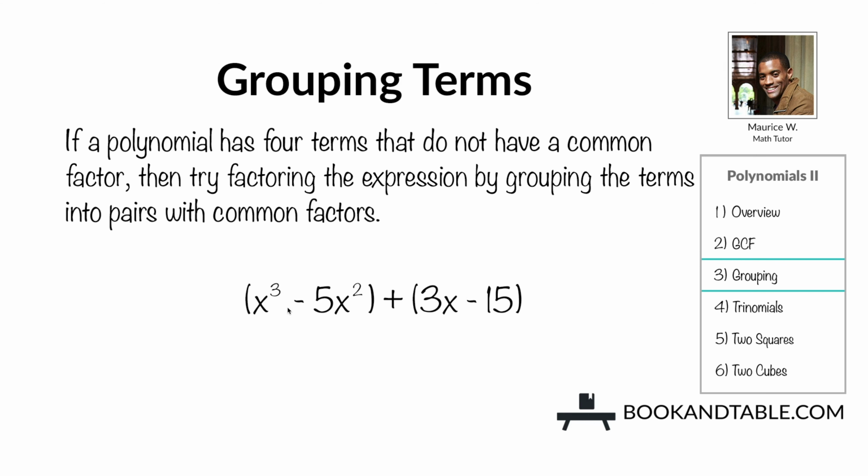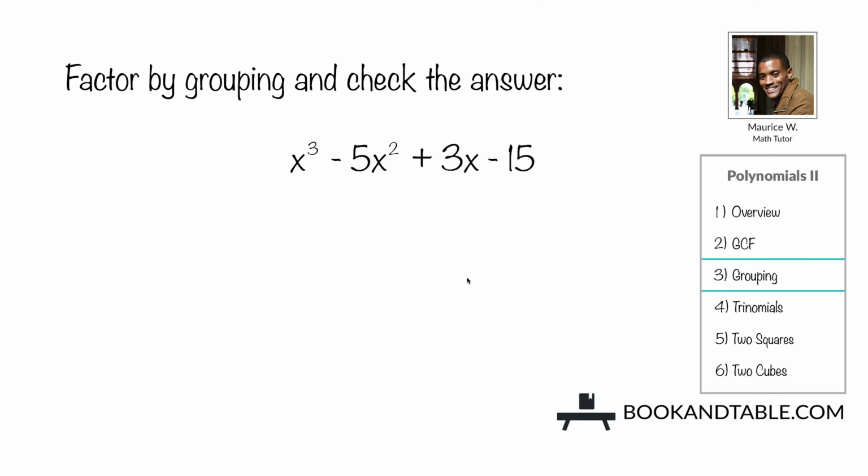However, if we group together the first two terms, x cubed minus 5x squared, they do have a common factor of x squared. And for the second pair of terms, if we group those together, they have a common factor of 3. So by grouping, we can create two sets of pairs, and they individually have a greatest common factor that can be removed. So you would be asked to factor by grouping and check the answer of x cubed minus 5x squared plus 3x minus 15.